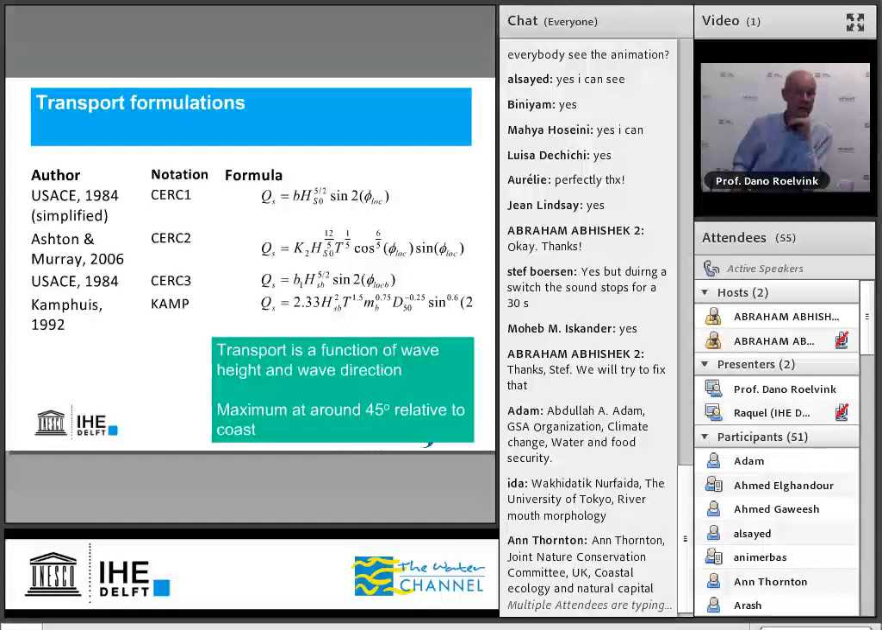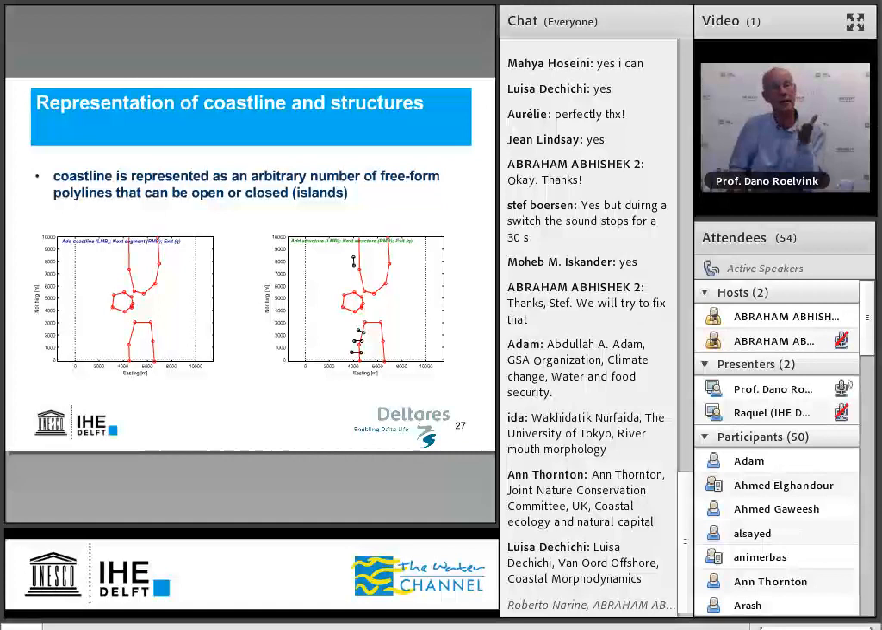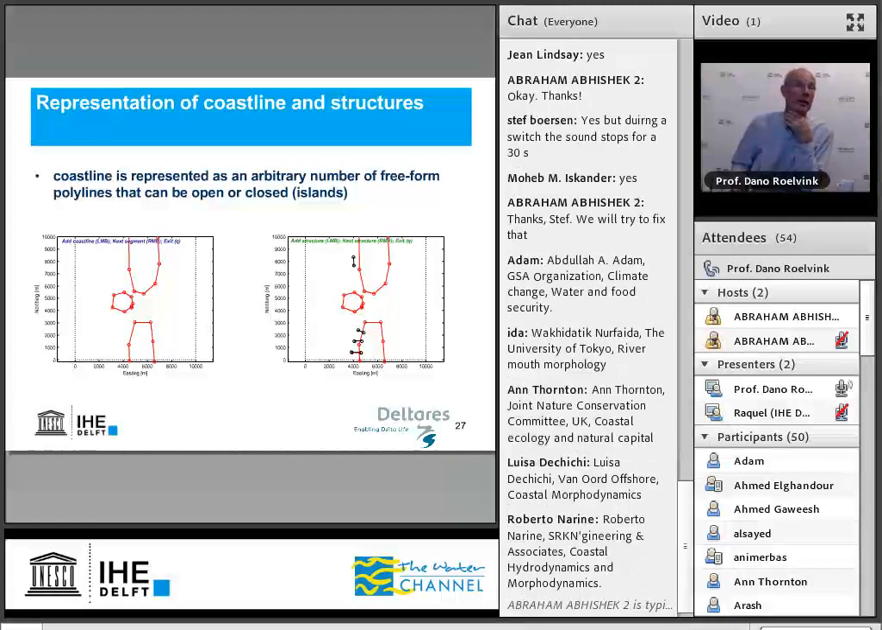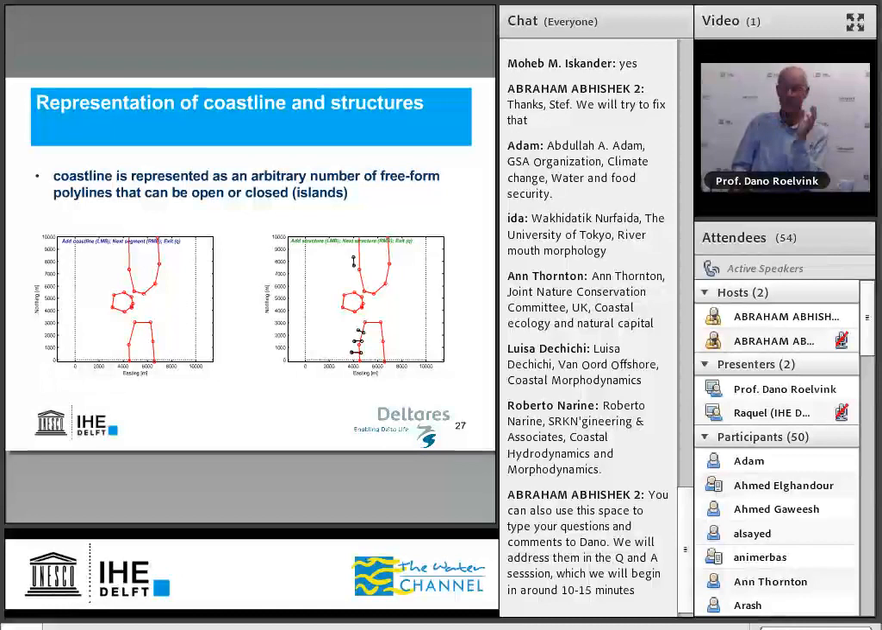Now, how do we represent the coastline? The other nice thing is that we can have an arbitrary number of coast sections, including islands, and we can just click those on a map or download them from Google Earth or from other sources. And we can have a number of polylines that represent the coastline, and we also have a bunch of structures that can either block the longshore transport or block the wave energy.